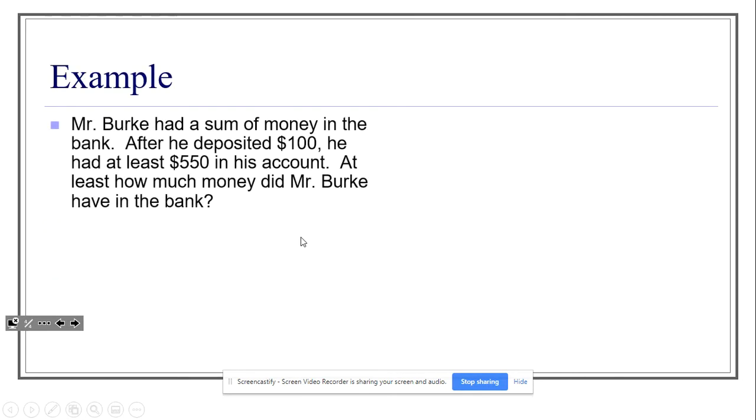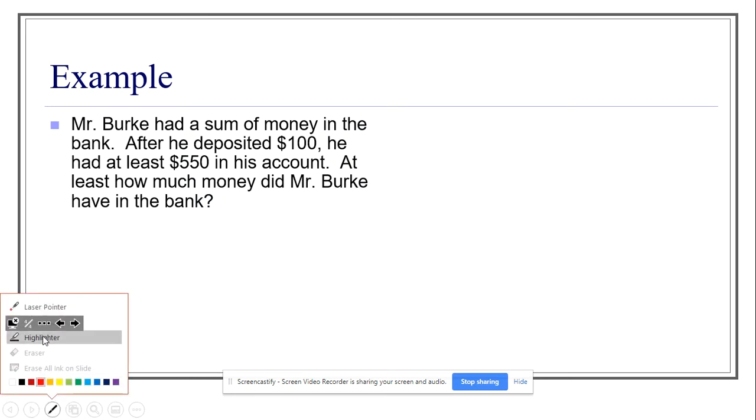Here's an example. Mr. Burke had a sum of money in the bank. After he deposited $100, he had at least $550 in his account. At least how much money did Mr. Burke have in the bank? Pause the video at this point to give yourself a chance to try it on your own.